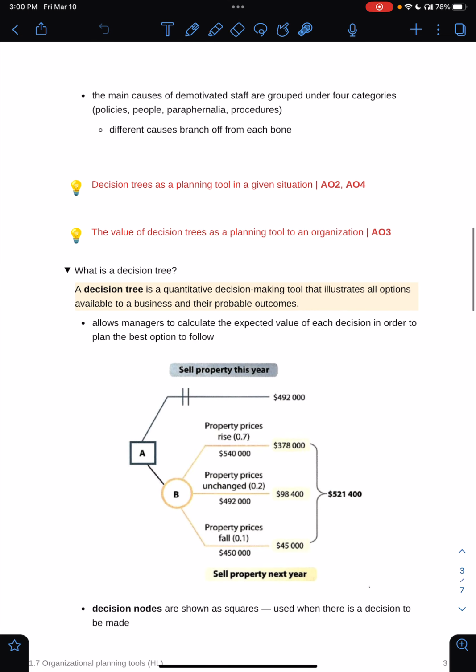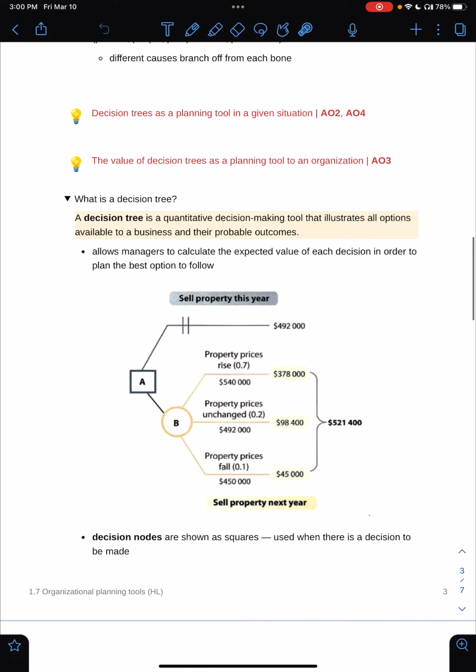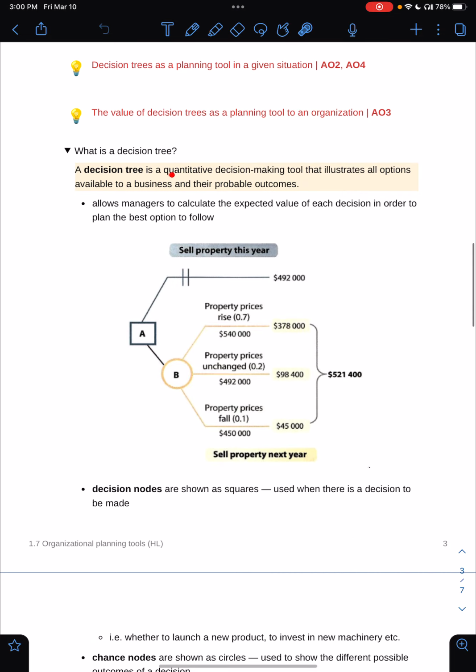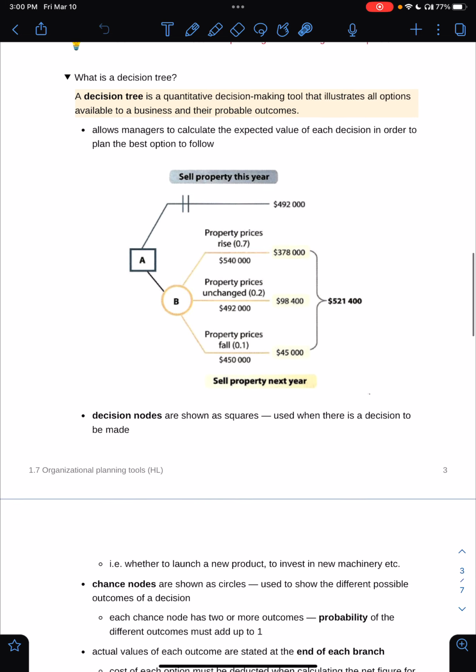The next organizational planning tool we'll be looking at is the decision tree. Firstly, a decision tree is a quantitative decision-making tool that illustrates all options available to a business and their probable outcomes. So this tool is used as a quantitative tool, and it allows managers to calculate the expected value of each decision in order to plan the best option to follow.